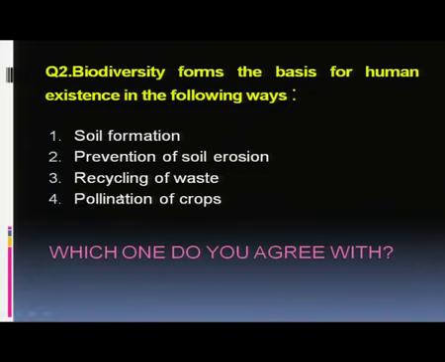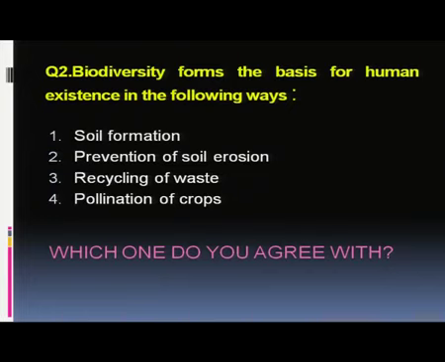The third one is recycling of waste. We know that there are certain microorganisms which not only help in nutrient cycling, but also help in the decomposition process. So, the third one is also correct with reference to biodiversity, and the fourth one is pollination of crops. Pollination of crops is undertaken by the pollinators.